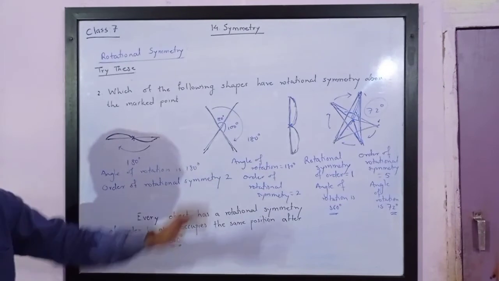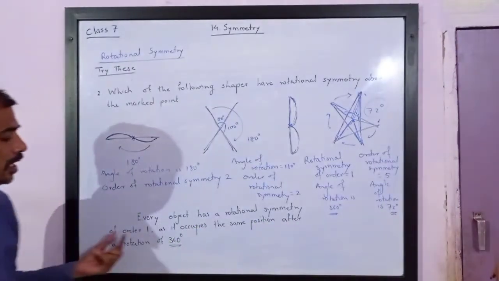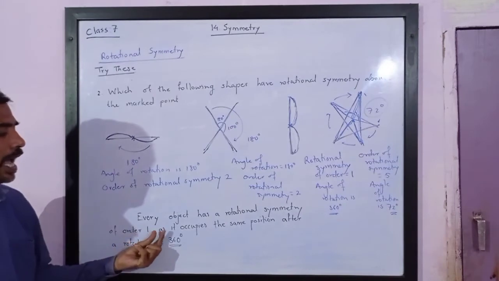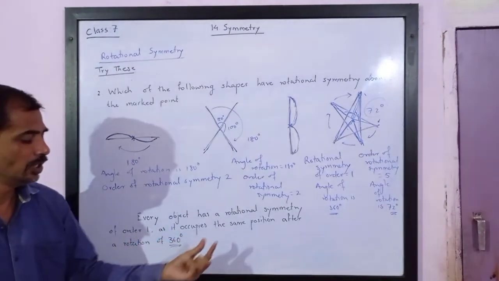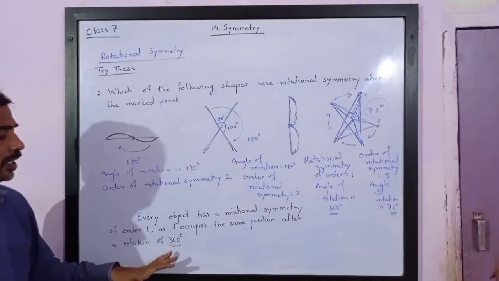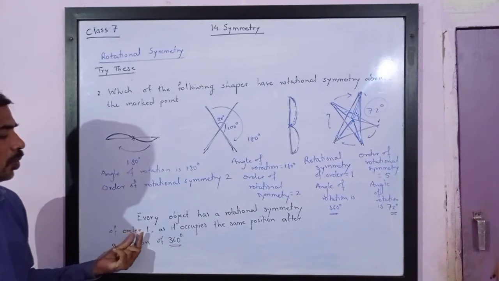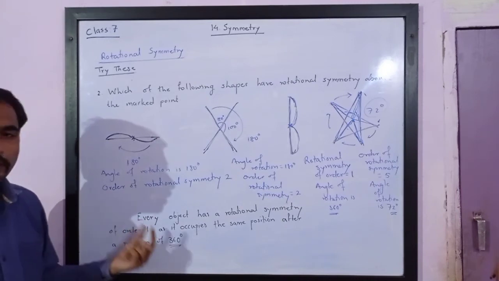Thus from this we understand that every object has a rotational symmetry of order 1 as it occupies the same position after rotation of 360 degrees. Rotational symmetry will always be of order 1 or more than 1.